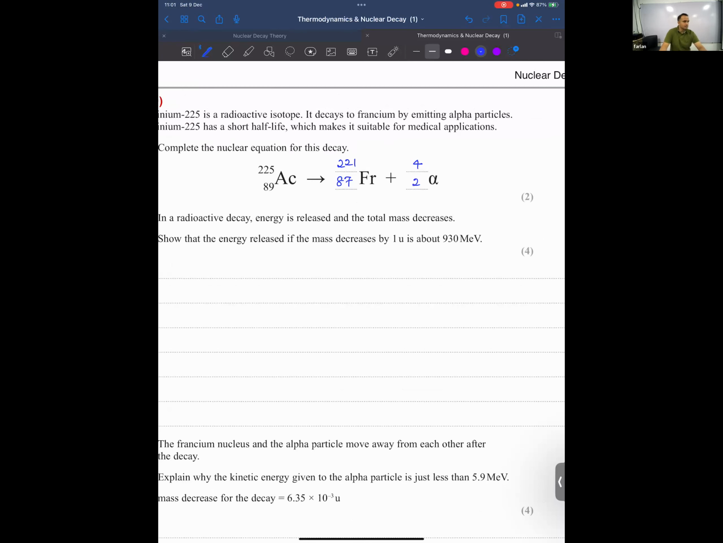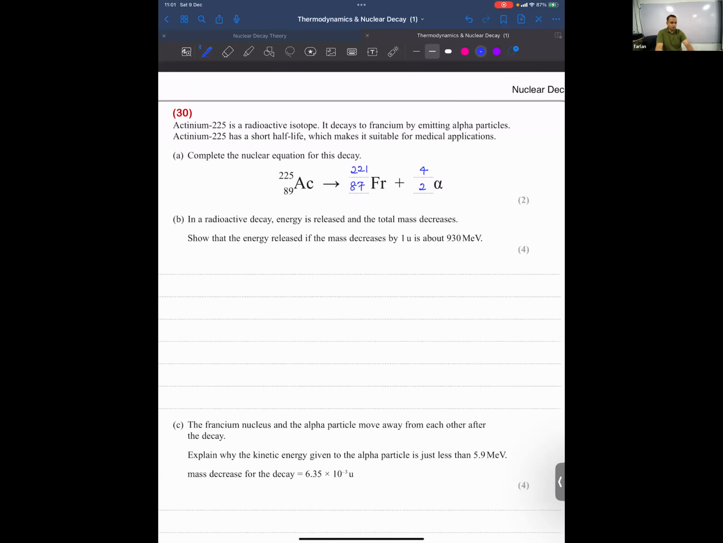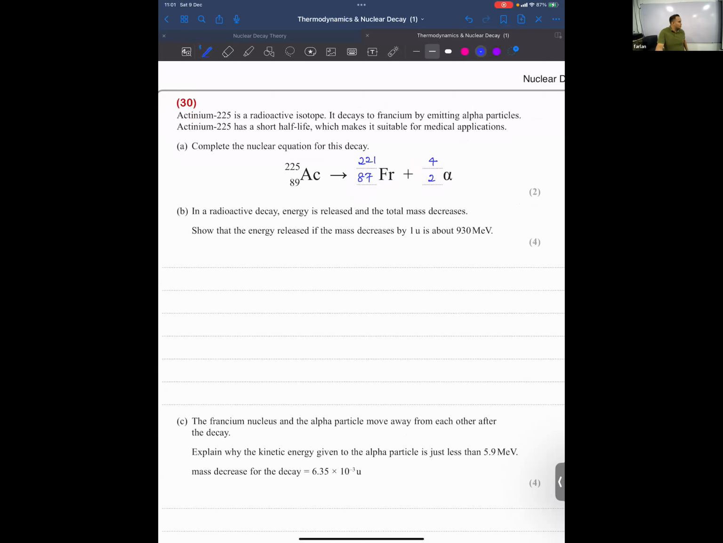Have you completed this? You can't find any easier marks than this in the paper. These 2 marks, that's the easiest 2 marks you can get. Just plus and minus, you get the answer. In a radioactive decay, energy is released and the total mass decreases. Show that the energy released if the mass decreases by 1 U is about this much. So E equals mc squared. Easy marks again.